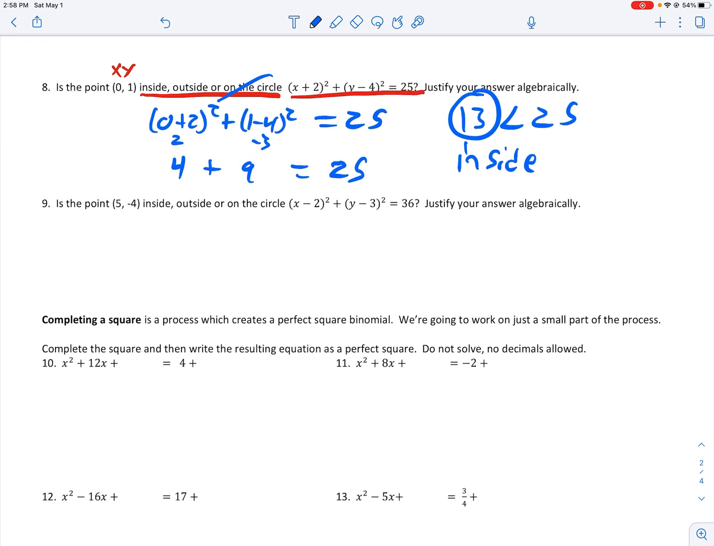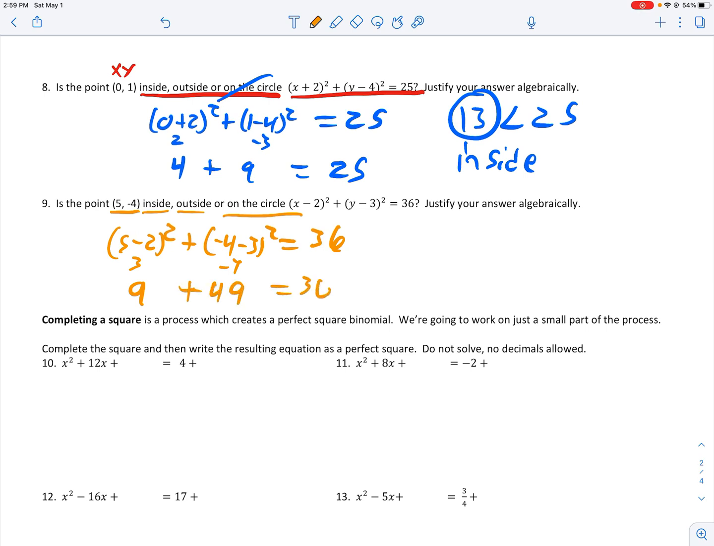So another example with that, number 9. So again, is this point inside, outside, or on the circle? So same idea. We're going to plug in 5 for x, and then negative 4 for y. And we're going to see if that equals 36. So 5 minus 2 is 3. 3 squared would be 9. Negative 4 minus negative 3 is negative 7. Squared would be 49. And then, so does that equal 36?